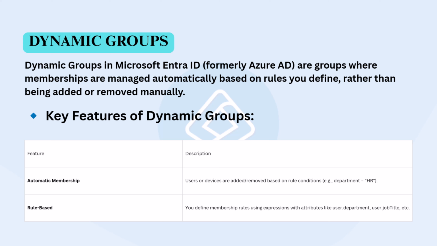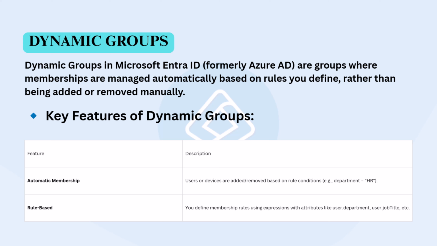So in my last video, we created some groups and we created them as assigned groups. So whenever you need to add or remove people from those groups, you have to manually go ahead and assign users. And what are the key features of dynamic groups?